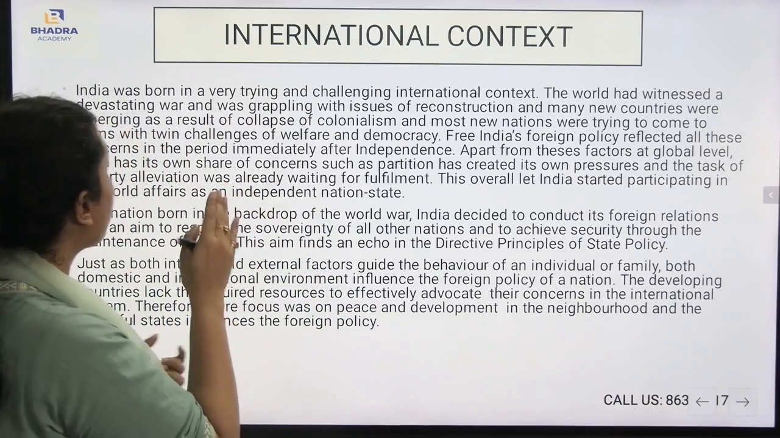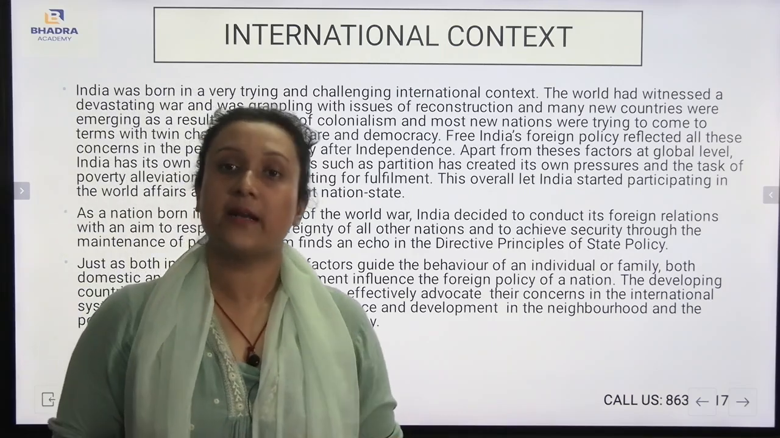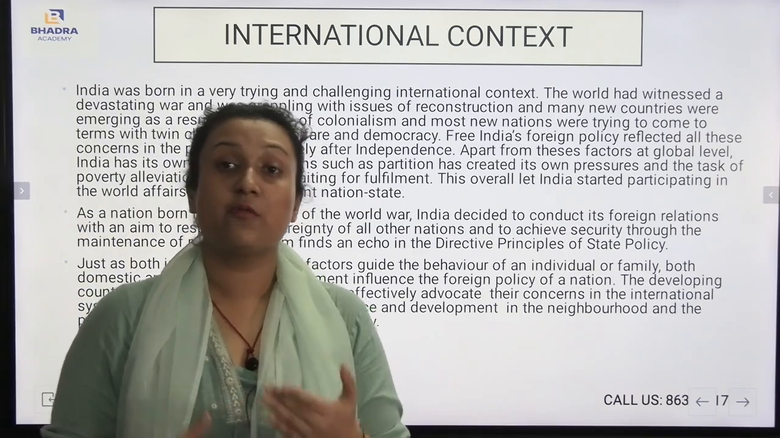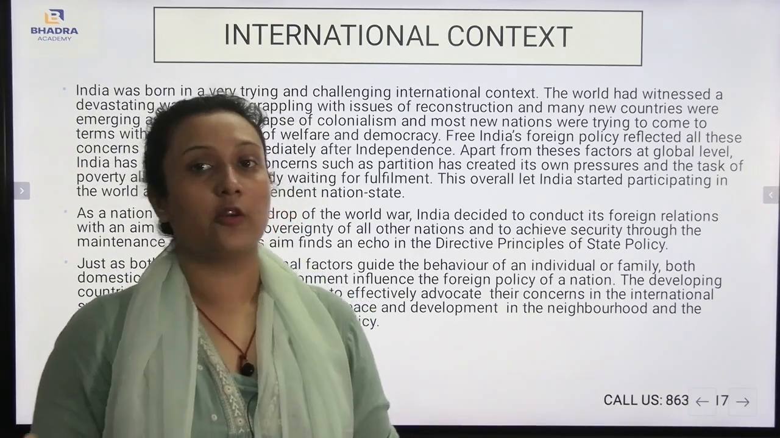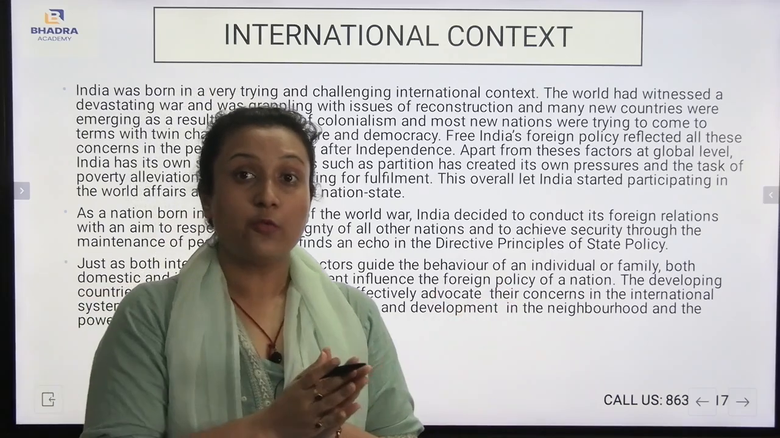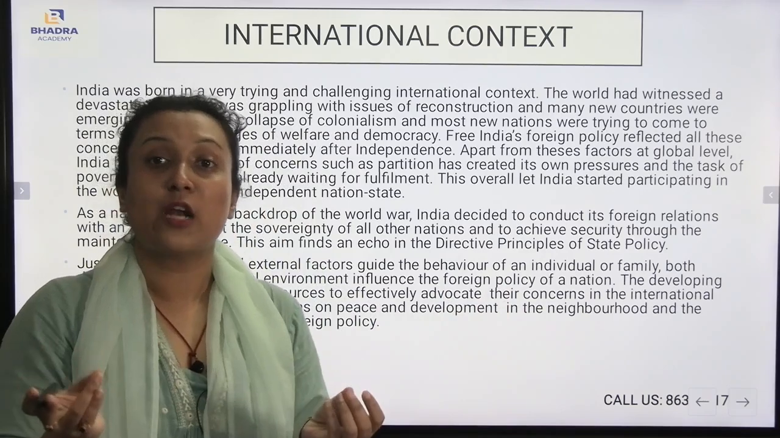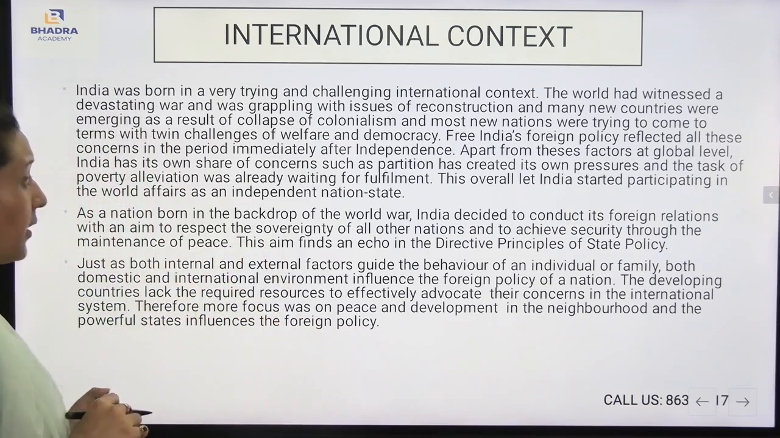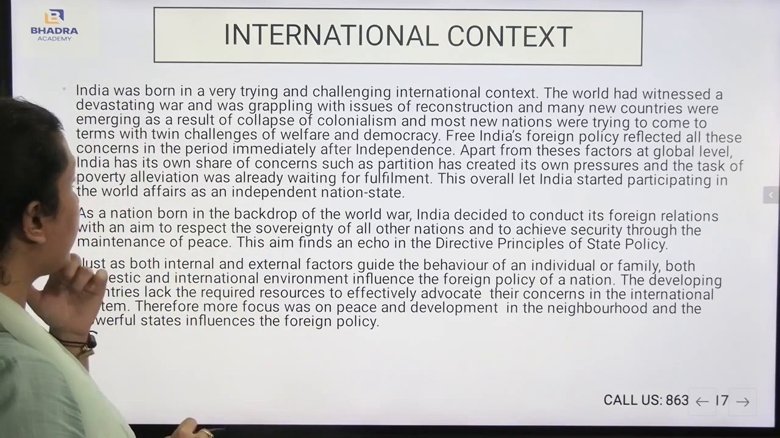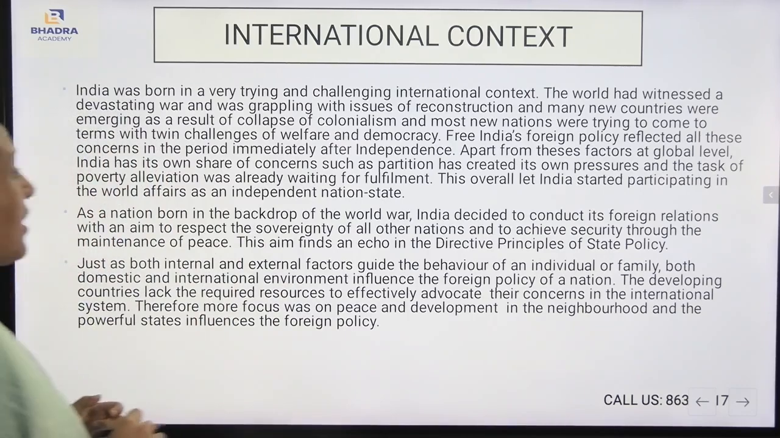So, what happened? There were twin challenges, regarding welfare and democracy. At that time democracy was coming into existence. Before democracy, there was a monarchy or dictatorship. But afterwards, when democracy came into existence, there were twin challenges regarding the welfare of the people and democracy. Free India's foreign policy reflected all these concerns in the period immediately after independence.